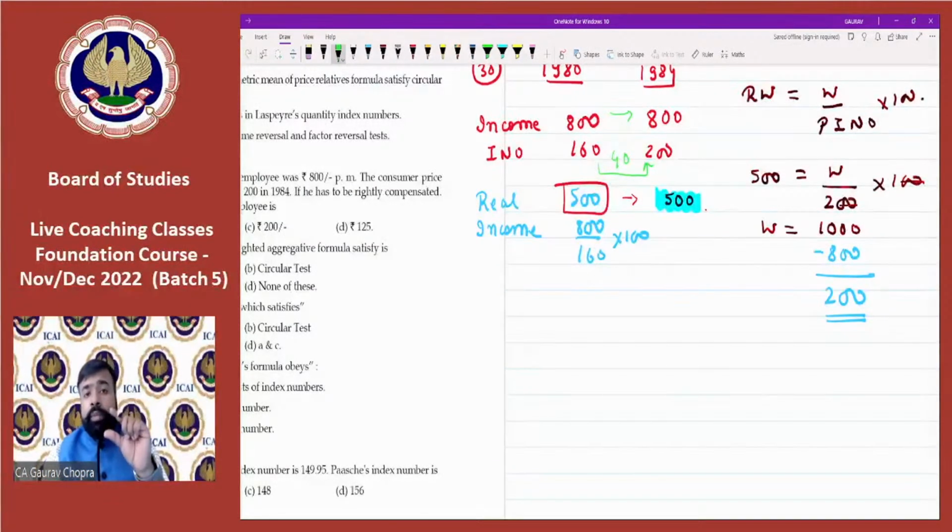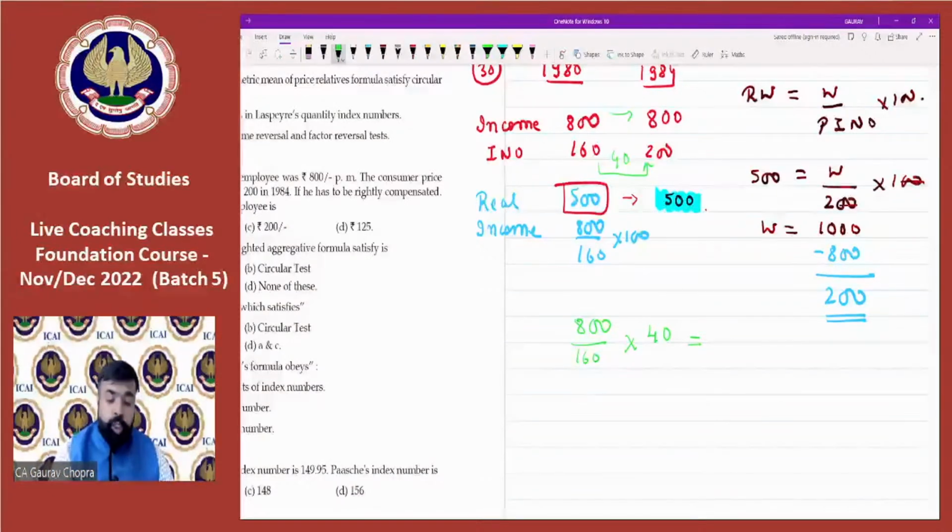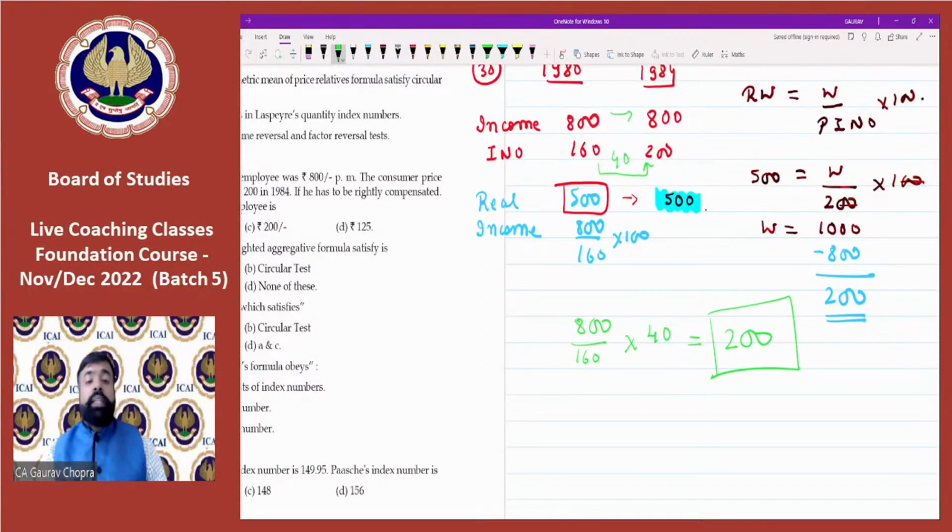जितना इंडेक्स नंबर बड़ा है उतना ही हमें एक्स्ट्रा अमाउंट पे करना है. That means when the index number was 160, the wages were 800. So if there is a change of 40 in the index number, then how much do we have to pay? So we can solve this and get directly to 200. So by this method we can directly calculate to 200.